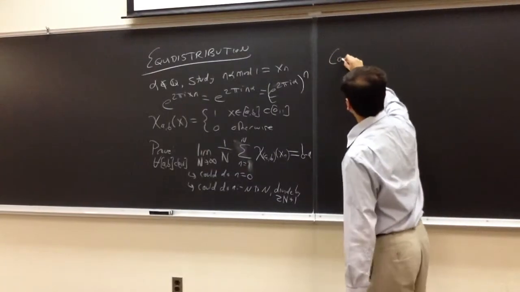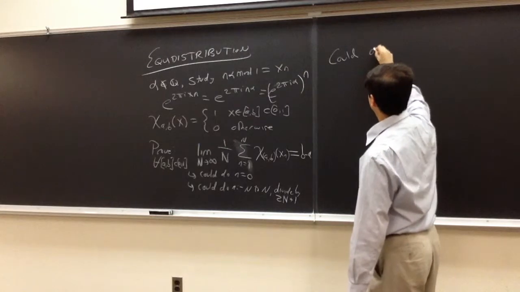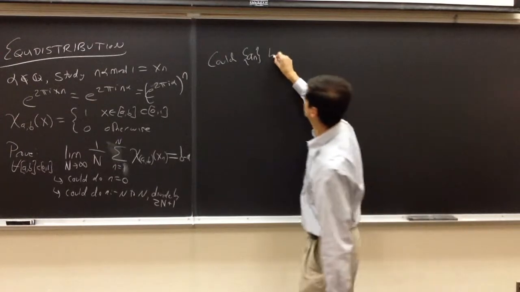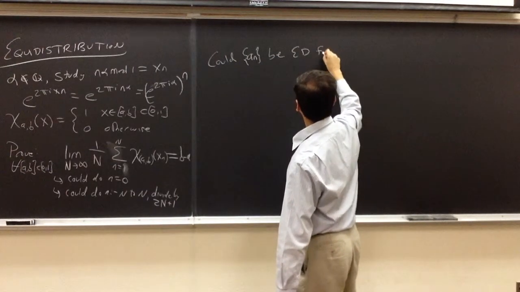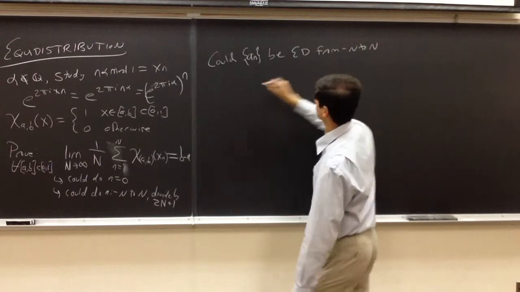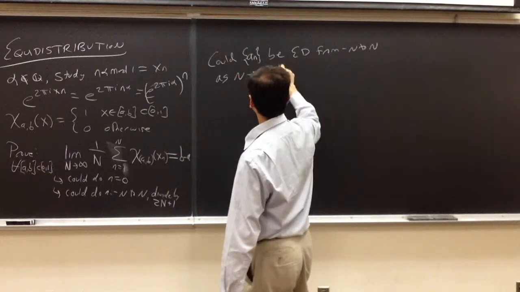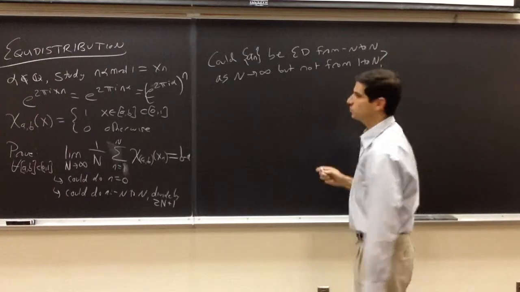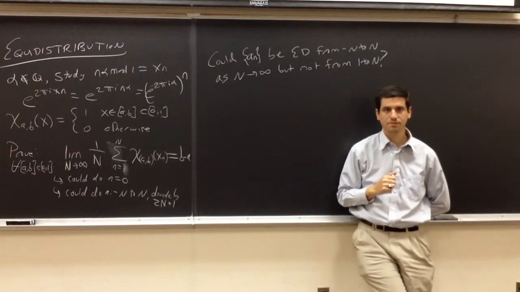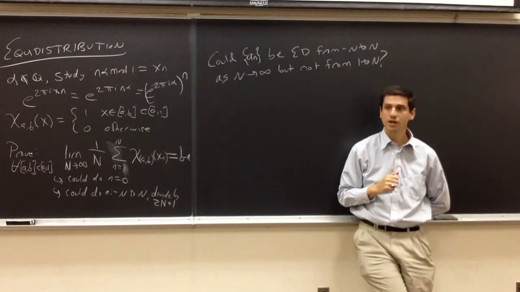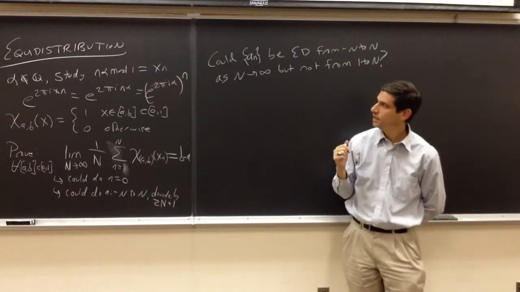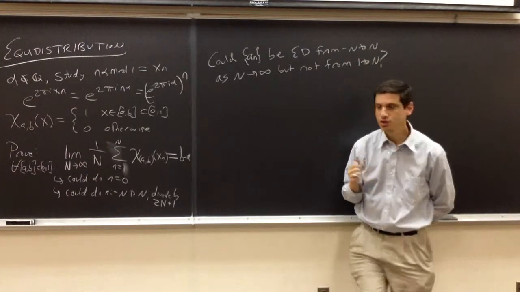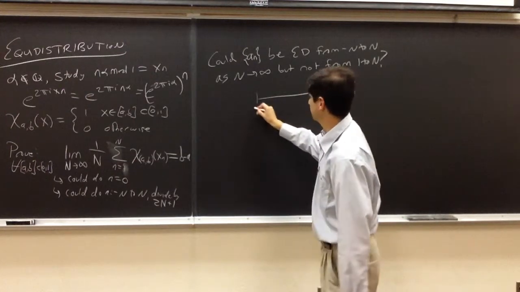So, and I'll use a different letter. Could a_n, so in honor of Amherst, some kind of pathologically bad example, be equidistributed from minus n to n as n goes to infinity, but not from 1 to n? So what do you think? And now again, I'm not assuming right now that x_n is of the form n alpha mod 1. You can choose it freely. Do you think you can choose it in such a way that you lose equidistribution?